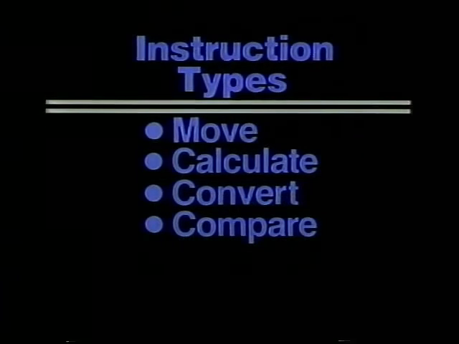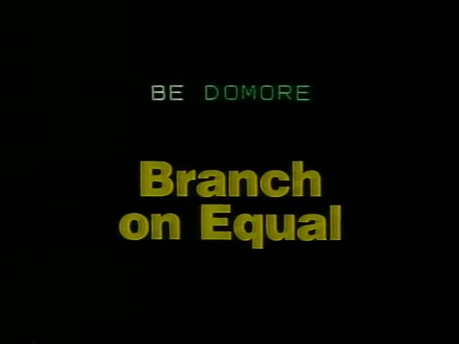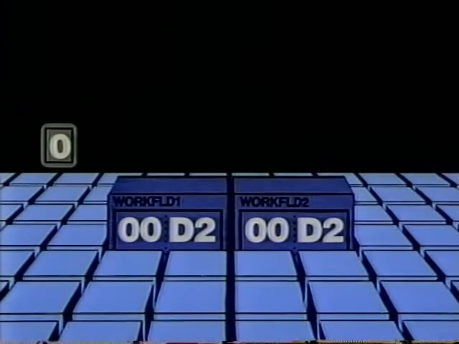But now what? We've compared work field 1 and work field 2, and we know we want to branch to certain places in our program based on the results of the compare. That involves the fifth type of instruction we want to look at, the branching instructions. This instruction, branch on equal, takes us to a location called do more if the compare we just did turned out equal. How does it work?